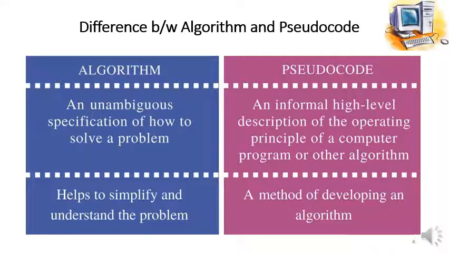because the algorithm helps to simplify and understand the problem, while pseudocode is a method of developing an algorithm. That is the preliminary or initial step towards writing the algorithm. First we write the pseudocode, then we write the algorithm, then we convert the algorithm into a flowchart, and then we convert the algorithm as well as the flowchart, which shows the stepwise procedure, into a computer program. So this is how it all happens.